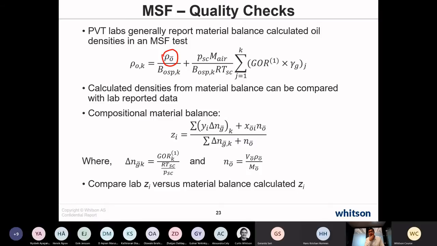If they can measure those densities, then the measured density should be reported, and in that case, this will be a very good QC overall for this volumetrics. It will reflect the uncertainties in the BO measurements, for example, and the GOR measurements and the density measurements. If you have this deviation from the material balance calculated densities, then you know that there's something wrong in one of these three measurements. You may not be able to tell exactly what is wrong, but that will be some indication.